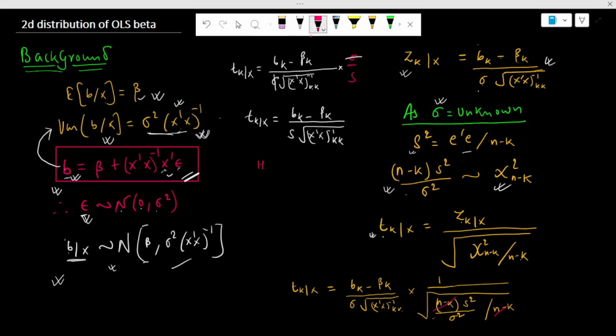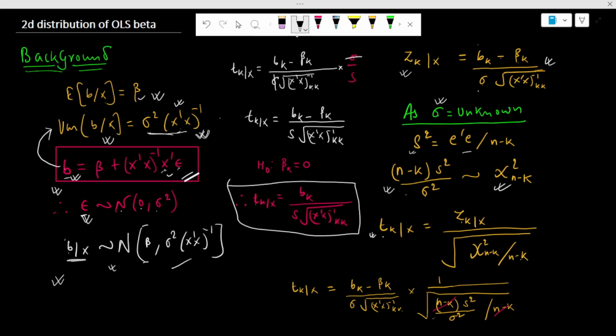Under our null hypothesis, the population beta k is equal to 0. Therefore, the individual T score associated with any particular beta k can be calculated as the OLS beta k divided by its standard error, where s is equal to the root of E transpose E divided by n minus k, and here (X transpose X) inverse k is the square root of the kth diagonal element of the inverse of X transpose X.